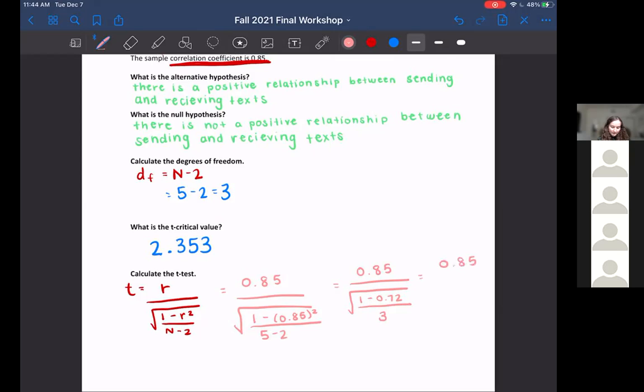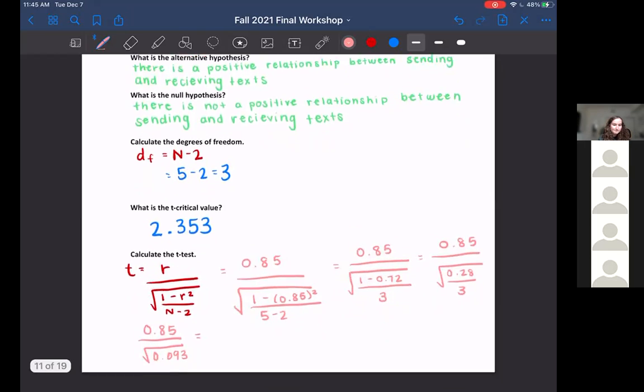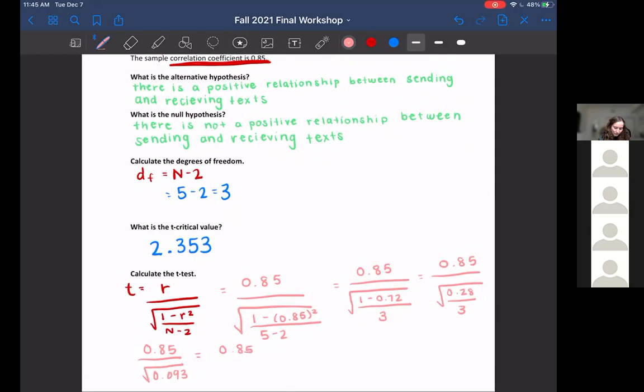So 0.85 divided by the square root. What is 1 minus 0.72? 0.28. Yes, good. 0.28 divided by 3. What is 0.28 divided by 3? 0.093. Yes, 0.093. Okay, what is the square root of that? I got 0.31. Good, 0.31, perfect.